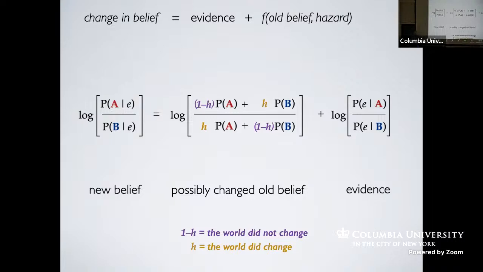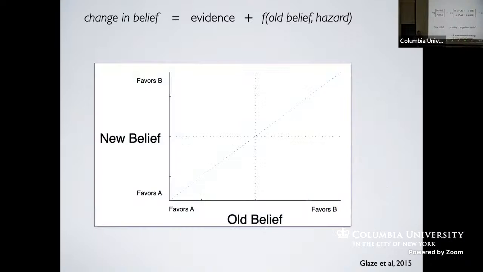And so now we can say our change in belief isn't just the evidence, but it's the evidence plus this funny function of our old belief and the hazard rate. Okay, so let me give you some intuition for what this is, and this is going to provide the predictions for the data that I'm going to show you. As it shows above, our change in belief equals our evidence plus some function of the old belief and hazard. So we can look at the relationship between the old belief and the new belief, and that's going to tell us the expected dynamics of this.